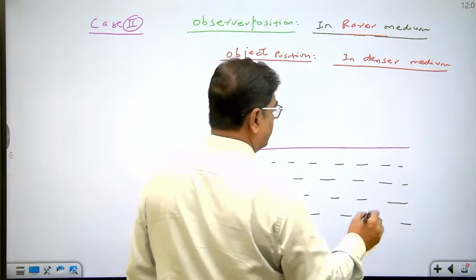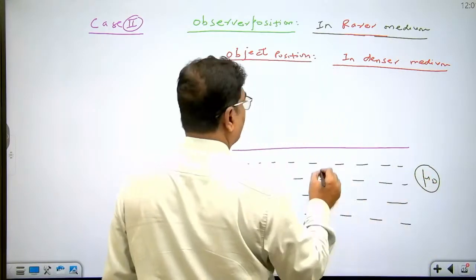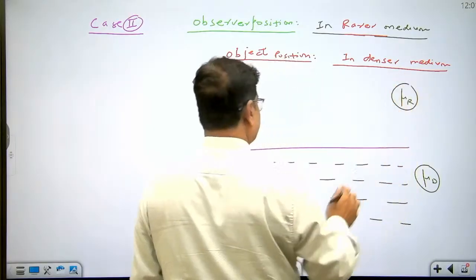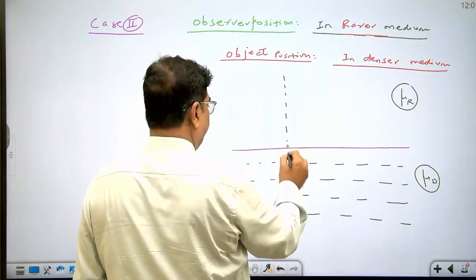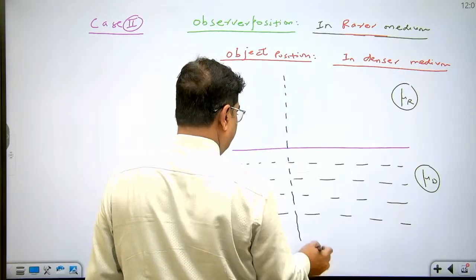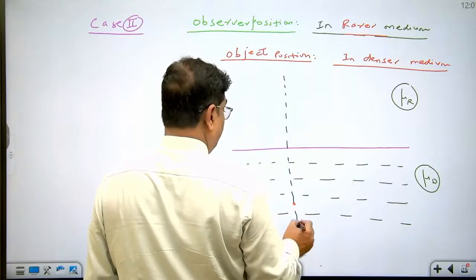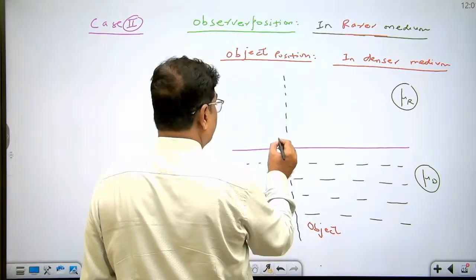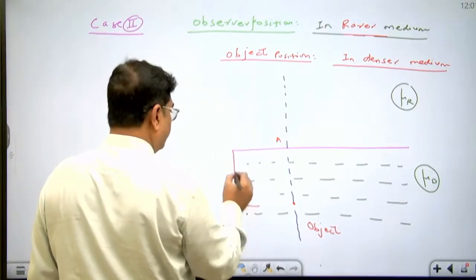Let us see. This is a denser medium having refractive index mu d. This is a rarer medium having refractive index mu r. Sometimes this remains air. And this is the normal to the refracting surface. Let us see. This is the object. This is point A. This is the actual depth of the object.